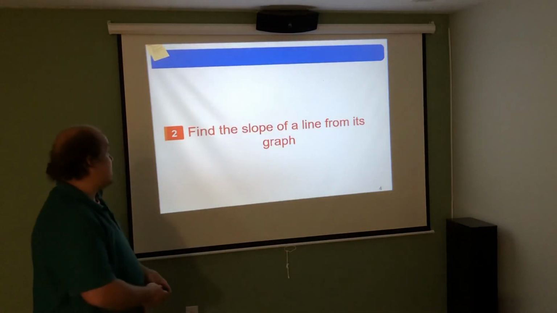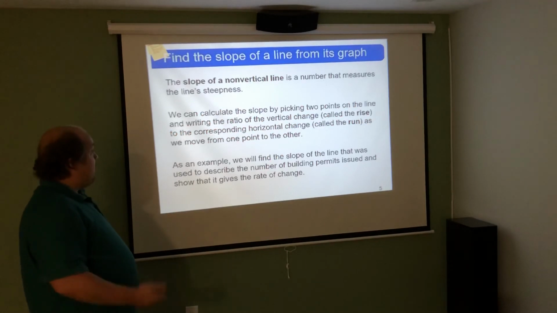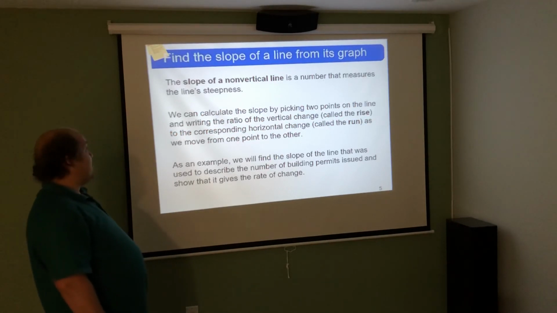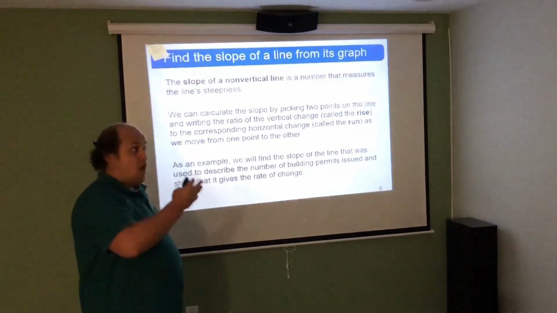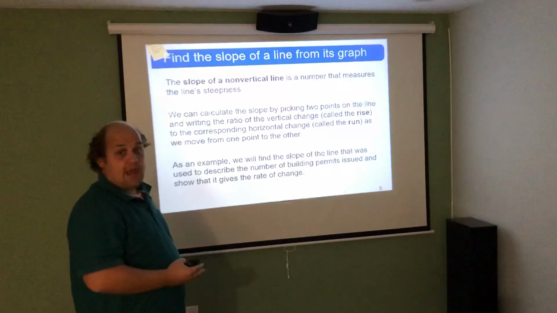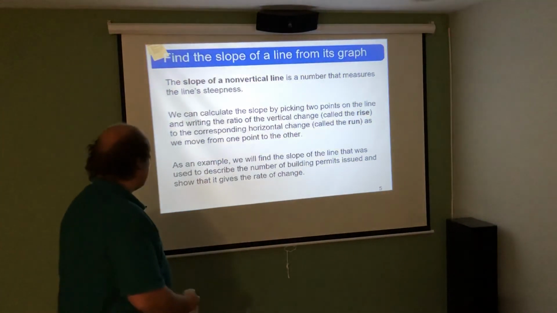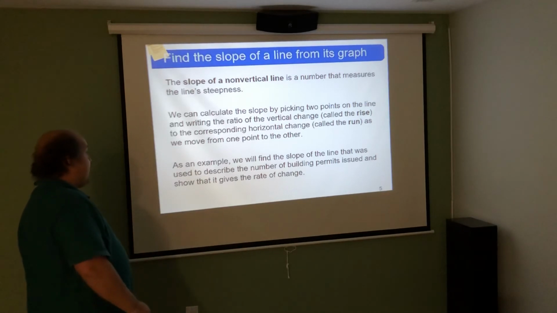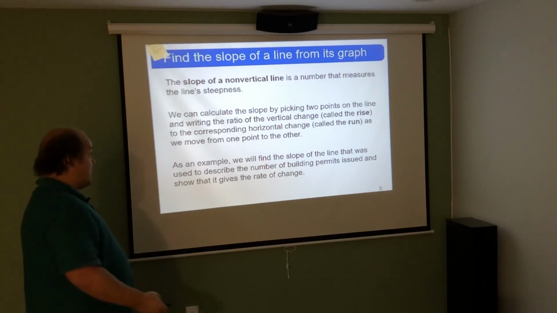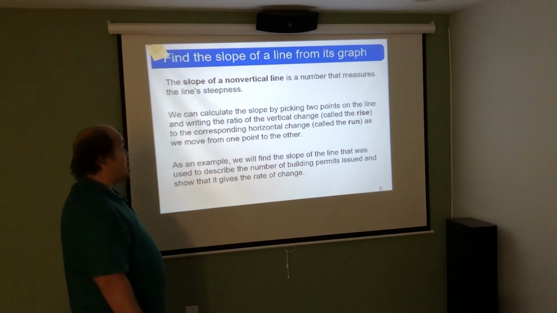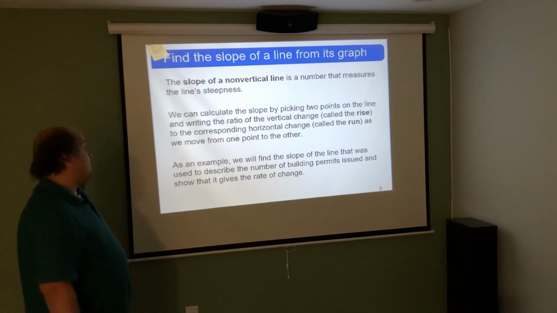So let's start by trying to find the slope of a line from its graph. The slope of a non-vertical line is the number that measures the line's steepness. Basically everything is put in terms of how many units I have to move up or down as I move this many units to the right. So we calculate the slope by picking 2 points on the line and writing the ratio of the vertical change, called the rise, to the corresponding horizontal change, called the run. Rise over run, as we move from one point to the other.